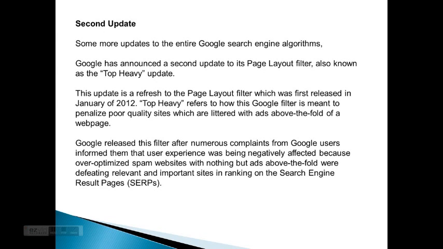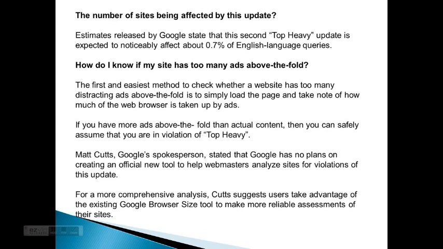The second update. Some more updates to the entire Google search engine algorithms. Google has announced a second update to the page layout filter, also known as the top-heavy update. This update is a refresh of the page layout filter, which was first released in January of 2012. Top-heavy refers to how this Google filter is meant to penalize poor-quality websites which are littered with ads above the fold of a web page. Google released this filter after numerous complaints from Google users informed them that user experience was being negatively affected because over-optimized spam websites with nothing but ads above the fold were defeating relevant and important sites and ranking on the search engine result pages.